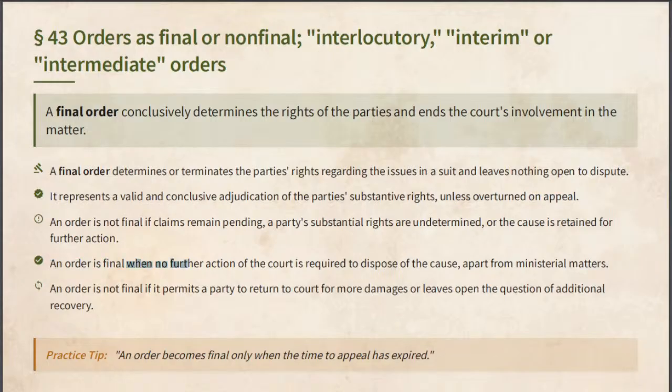An order is final when no further action of the court is required to dispose of the cause, apart from ministerial matters. An order is not final if it permits a party to return to court for more damages, or leaves open the questions of additional recovery. So that makes it not a final order. So here's a practice tip. An order becomes final only when the time to appeal has expired. Interesting there. So there's a finality to it unless it's been appealed. Let's move on.